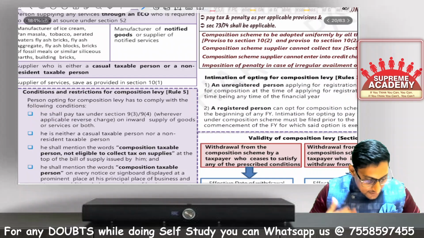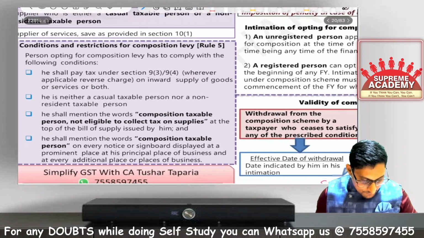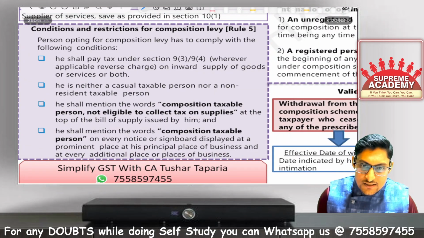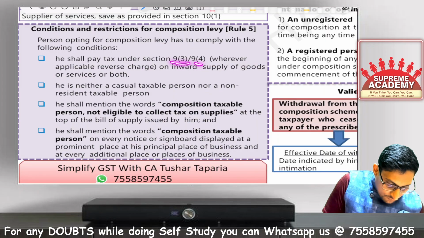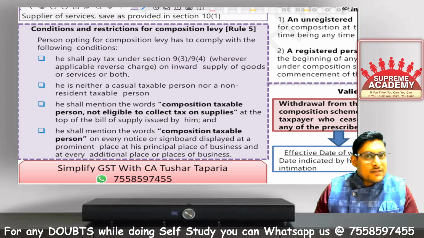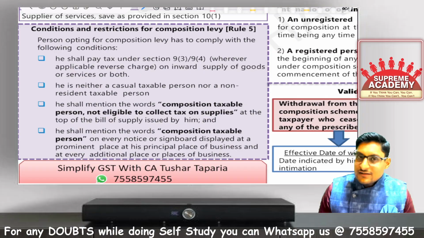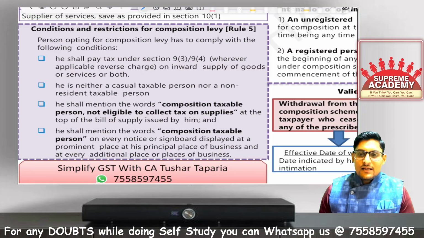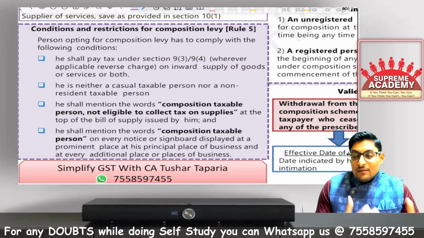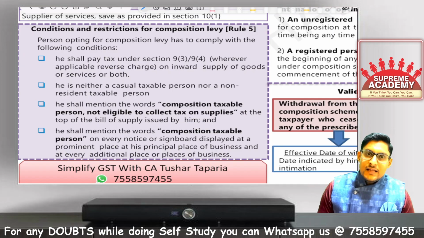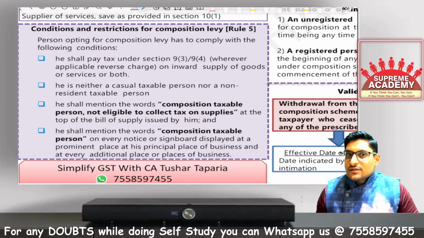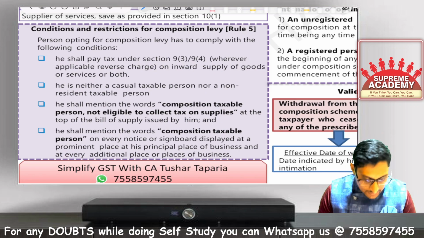Now what should be taken care of after opting composition scheme? After opting composition scheme, you have to comply with these conditions. Number one, the 9(3)/9(4) tax shall be paid separately, not under the composition scheme. Sir, 9(3), 9(4), these are the reverse charge scheme. Yes. Under reverse charge scheme, if any tax is being paid by the recipient, other than the composition scheme tax, then this tax amount should be differently calculated and paid, and composition scheme tax amount should be differently calculated and paid.